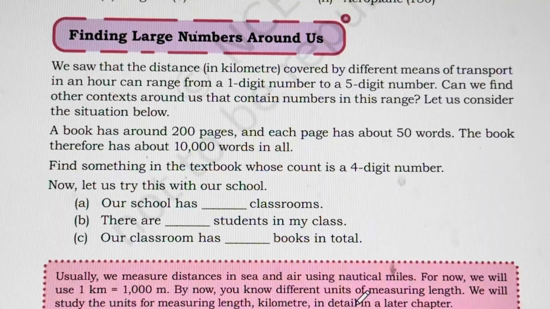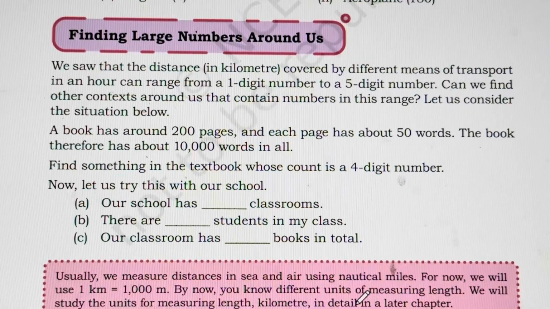In this video, we are going to continue with chapter number 1, We the Travelers, part 1 of grade 5 mathematics of the new NCERT textbook MathMela. And we are going to find large numbers around us.